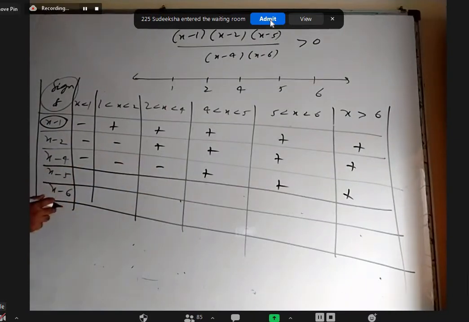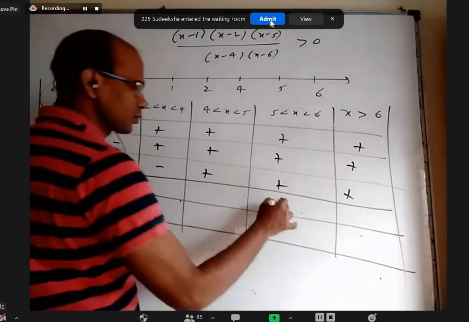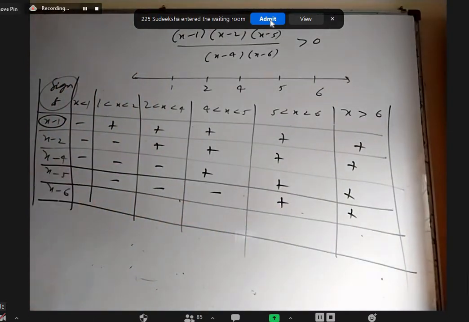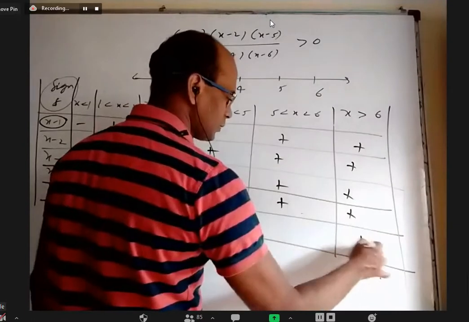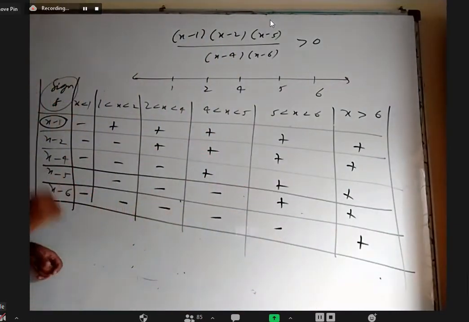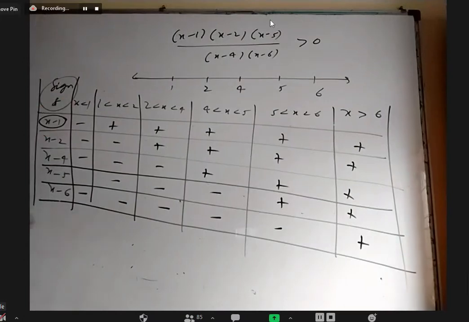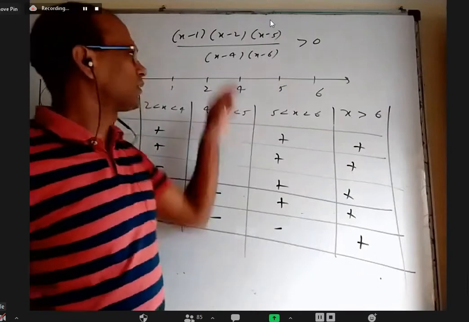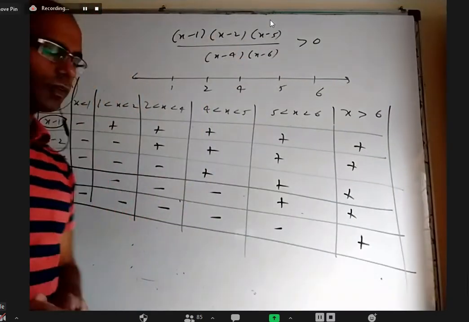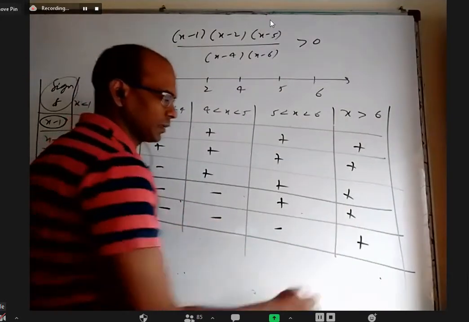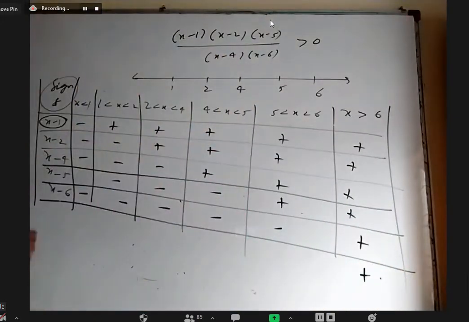X minus 5, anything after 5 when you substitute, it will be positive. Before that, it will be negative. And if you take x minus 6, after 6 it is positive, everywhere else negative. Now, when you multiply, I can multiply these 3 and divide these 2. Division and multiplication doesn't affect the sign. So when I multiply 3 positive things and divide with 2 positive things, the result is positive. Now the final expression.